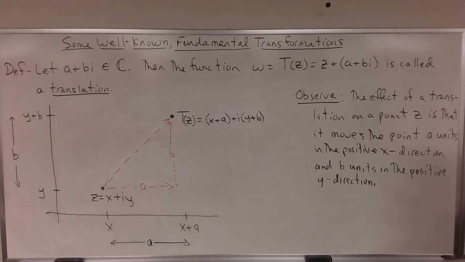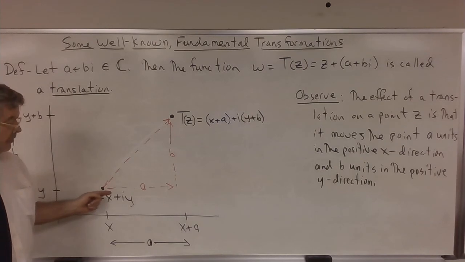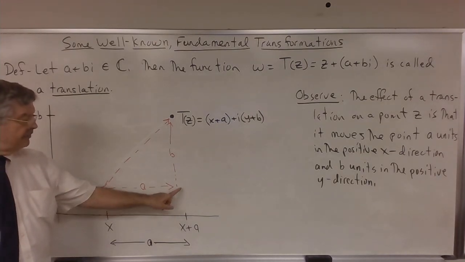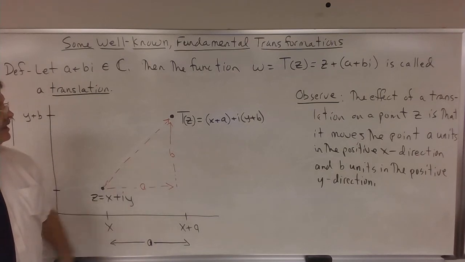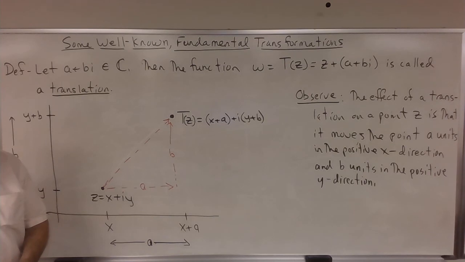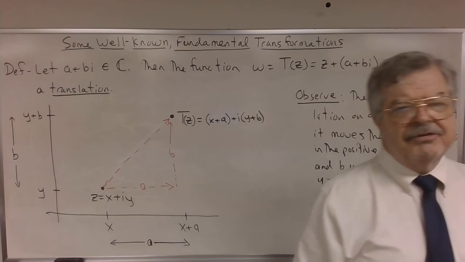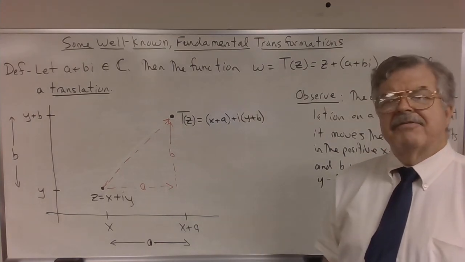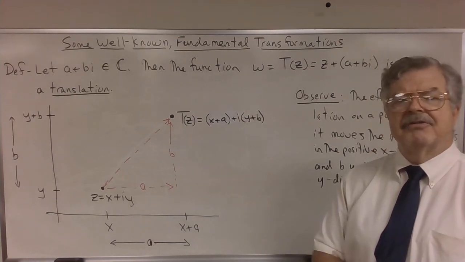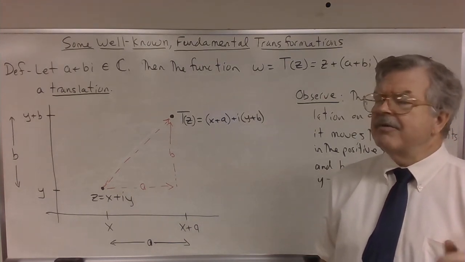So that's the effect that a translation has on a single point. It takes that single point, z, and it moves it a units in the positive x direction, b units in the positive y direction. Now there's something else that we want to notice here, which is important. The effect that the translation has on an entire set of points. And I'll write that remark down right now.